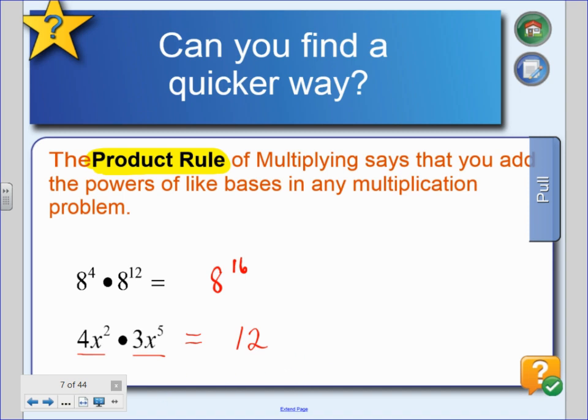Now, how many x's do I have multiplying here? That's 2 factors of x. And how many x's do I have multiplying here? 5 factors of x. If I were to stretch that out, that would be 2 plus 5. That is 7 factors of x total. So there you have it. The product rule says to make things quicker for algebraic multiplying, I'm going to add the powers of any like bases. Like bases mean they have to have an x or an a or something like that.